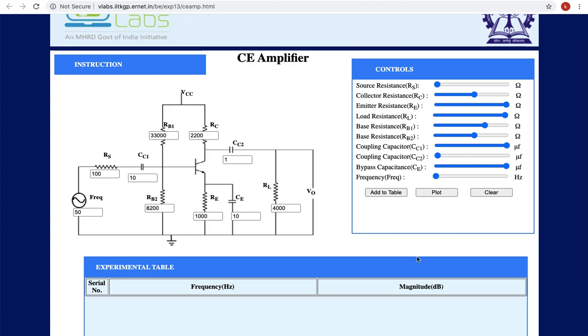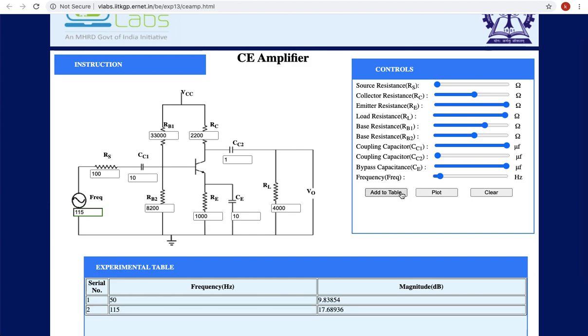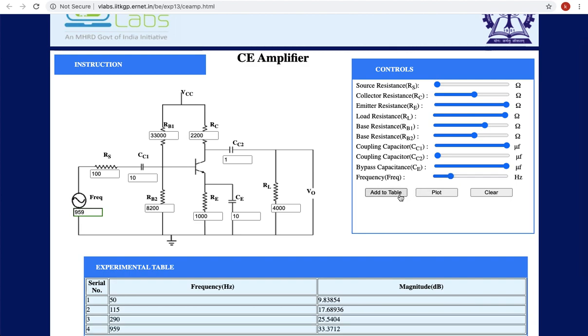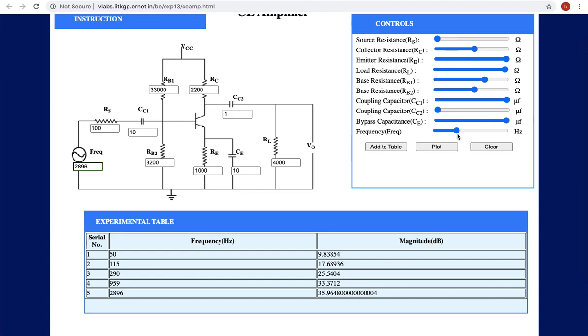Okay. So with a 50 Hz frequency, we can create a value here, add to table. That is, we got 9.8 dB. So like that, vary frequency and click on add to table. We may vary in step sizes of 100 or 1000 like that. We may see a maximum value.